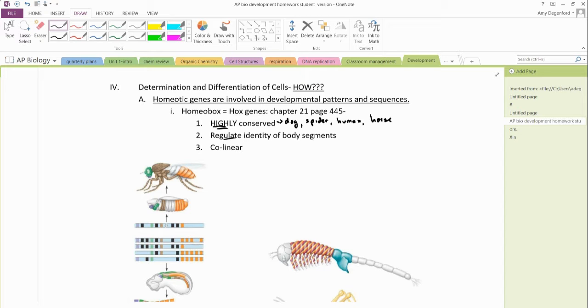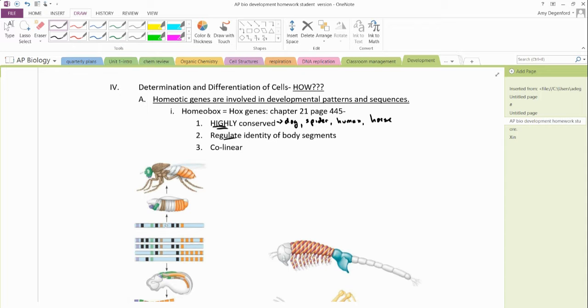Now, homeotic genes are a set of genes, and within them, we have these genes called Hox genes, a reduction of the word homeobox. And these are genes that are highly conserved within species. You can find, if not the same, then very similar Hox genes within dog, spider, human, horse. Pretty much any of the animals that have an anterior-posterior axis, these bilateral symmetry.